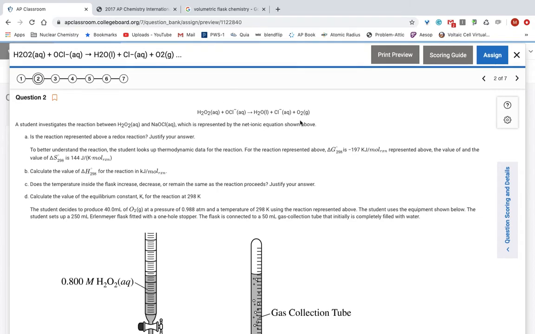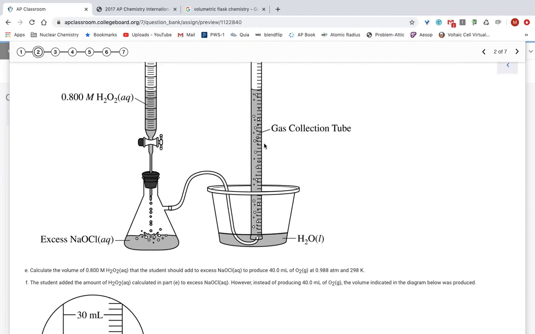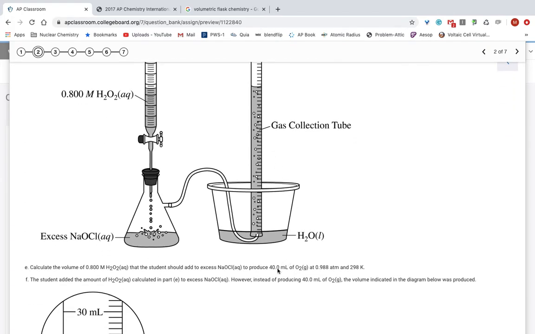So to get our moles of oxygen, we're going to have to do a little PV = nRT. Remember, your milliliters has to be in liters, so that'd have to be 0.04 liters. Pressure is in atmospheres, so that's good. Temperature is in Kelvin. R is 0.0821. So you can get your moles of oxygen, do our mole ratio, which is 1-to-1, to get back to hydrogen peroxide, and it's 0.8 moles per liter to get from moles to liters.